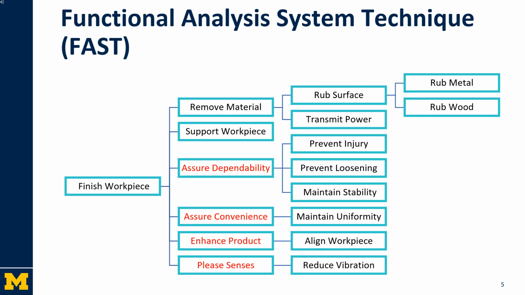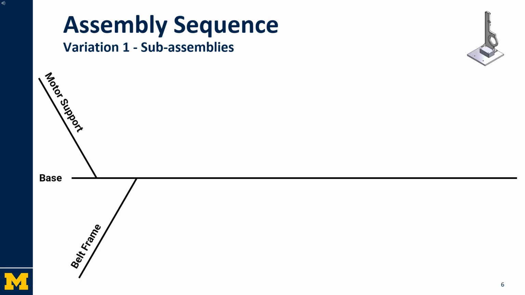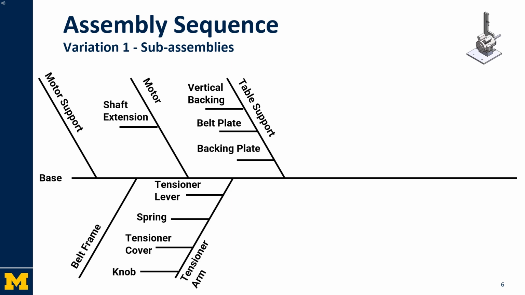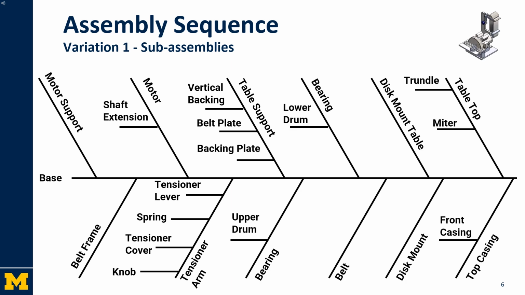So moving on to assembly sequences, the first would be the subassembly sequence, where we start with the base, put on necessary supports at the bottom, and then move on to the belt sequence after putting on the motor, and that consists of table support, tensioners, and then the belts and bearings itself. And then we would move over to the disc assembly, which would consist of the disc mount, disc, as well as the casings and tabletop there.